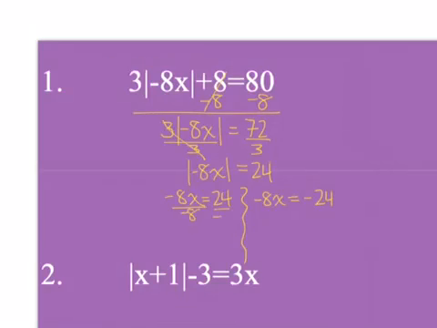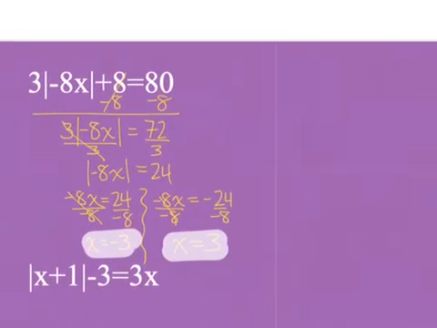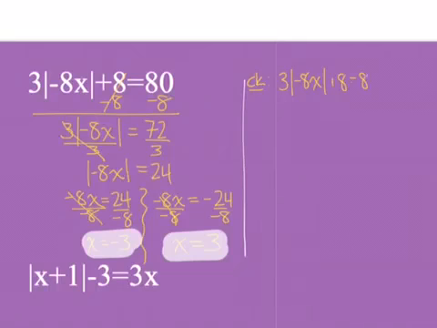Divide by -8 on both sides. X equals -3. Divide by -8 on both sides. X equals +3. We're now going to move this into our check. Again, always the original equation. 3 times the absolute value of -8x plus 8 equals 80.